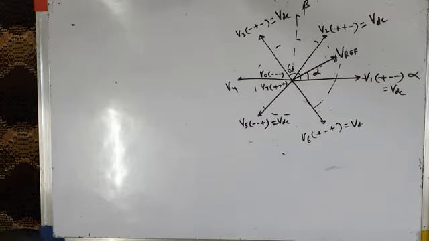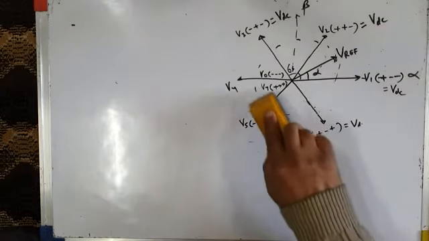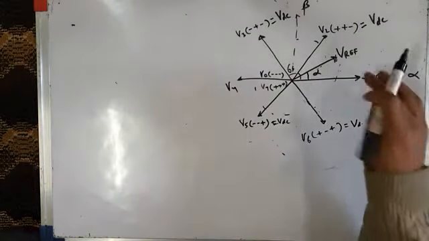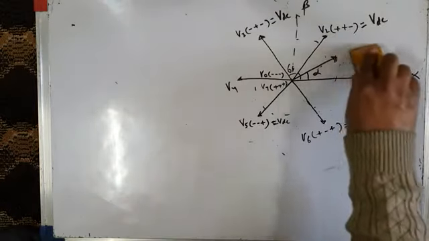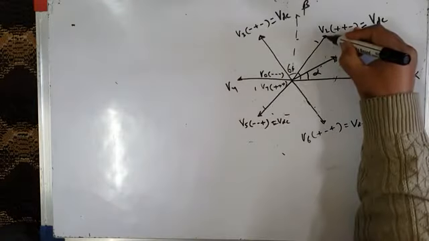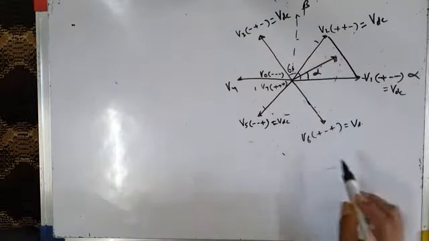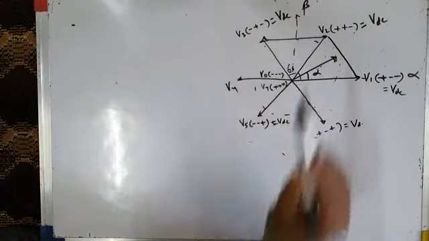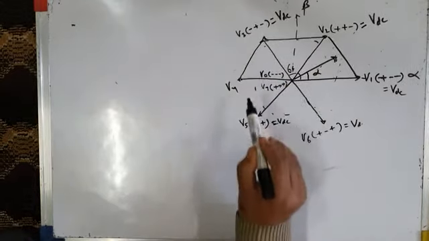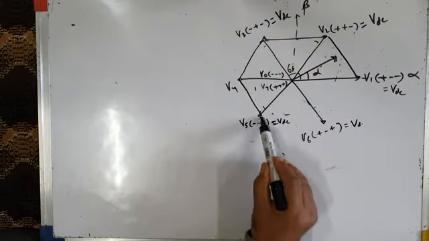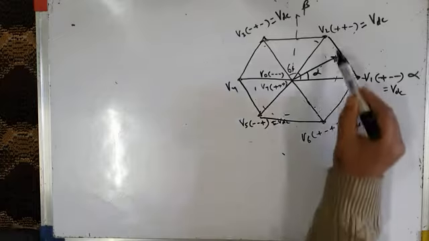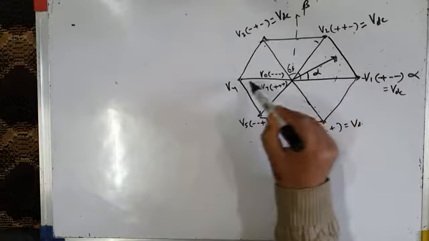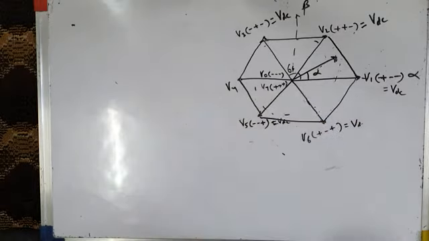Before I discuss this reference vector concept, let me tell you that this is called the space vector diagram. This space vector diagram can be divided into 6 triangles. For example, if I join the tips of these vectors together like this, I get 6 triangles. This is one triangle, this is another triangle, another triangle, another triangle, another triangle, and so I get 6 triangles.